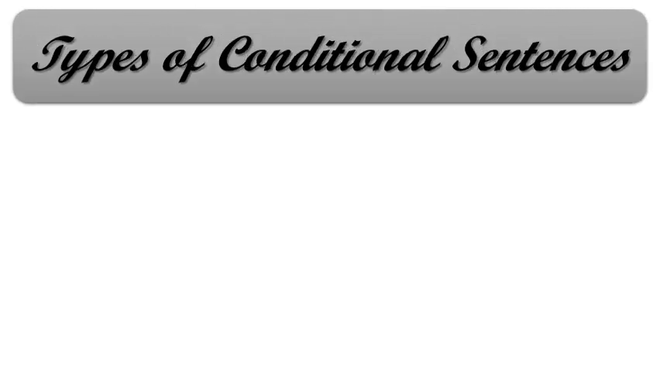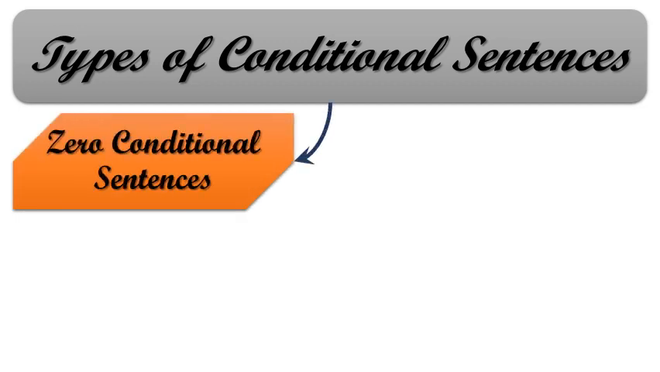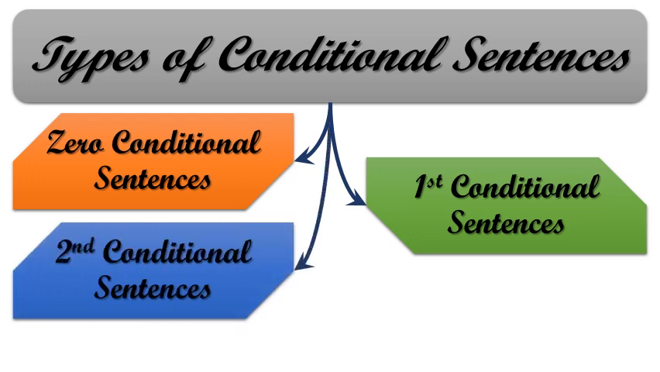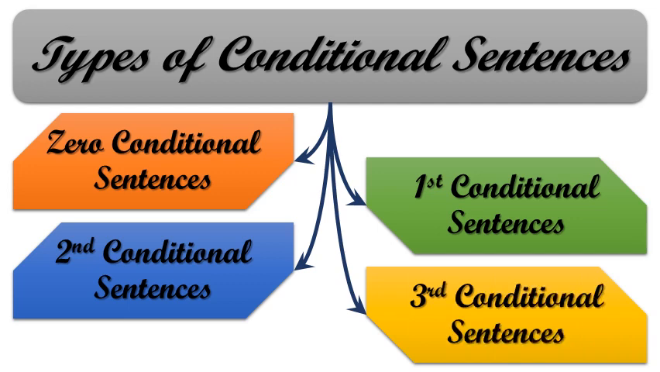Let's see how many types of conditional sentences are there. Number 1 is zero conditional sentences, or it is also known as real conditionals. Number 2 is first conditional sentences or type 1 conditional. Number 3, second conditional sentences, or we can say type 2 conditionals. Number 4 is third conditional sentences, or we can say type 3 conditionals. Type 1, type 2 and type 3 conditional sentences are the parts of imagined conditionals. So total there are 4 types of conditional sentences. Zero conditional sentences, first conditional sentences, second conditional sentences and third conditional sentences.